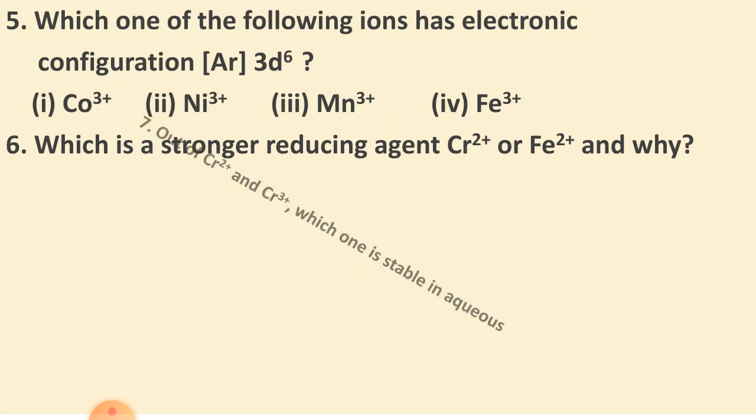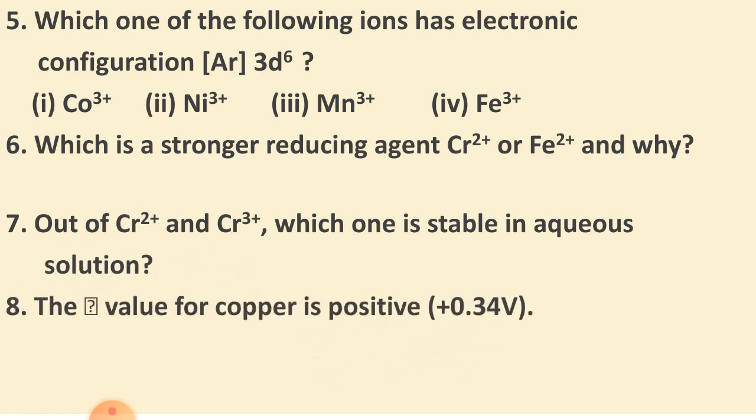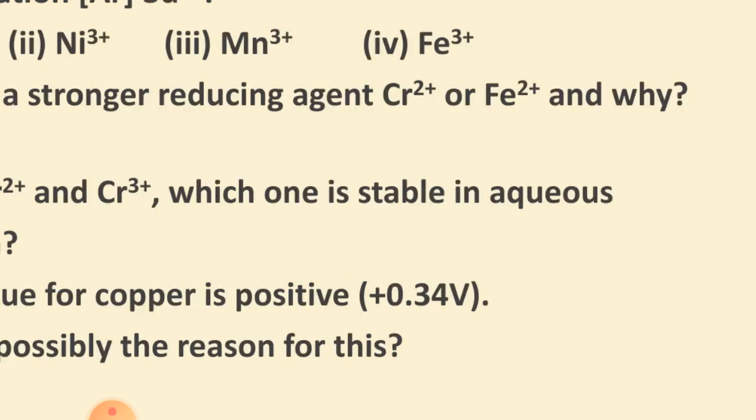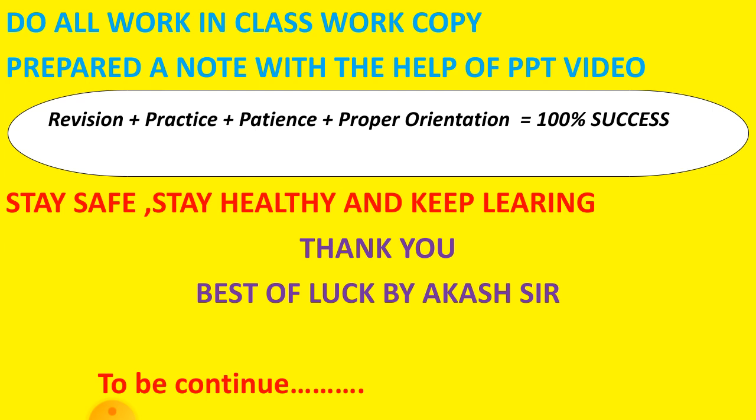Now question number 6: which is the stronger reducing agent, Cr2+ or Fe2+, and why? This you can also find from the inert value. Question 7: out of Cr2+ and Cr3+, which ion is stable in aqueous solution? This you can also find by the inert value. Then question number 8: the inert value for copper is positive. What is the possible reason for this? This I also told you. Now listen to the PPT video carefully and try to find the answer to this question.